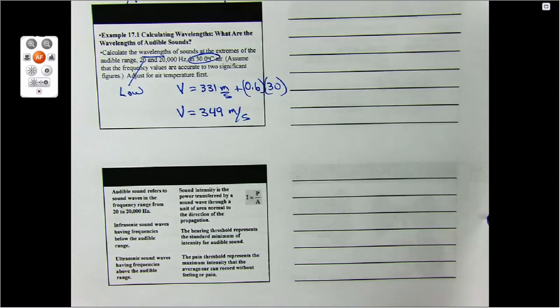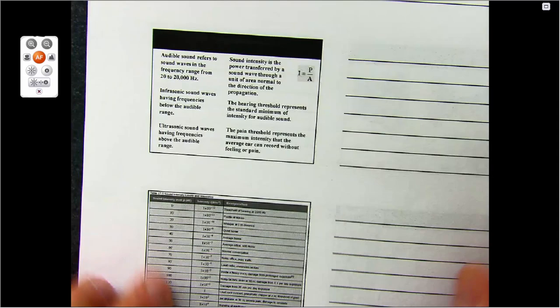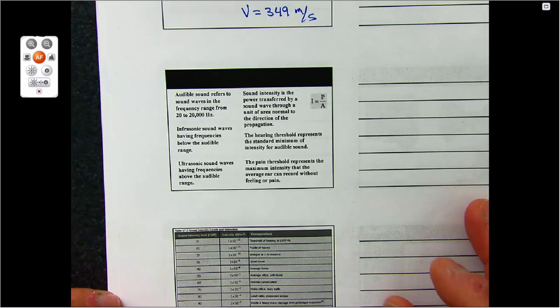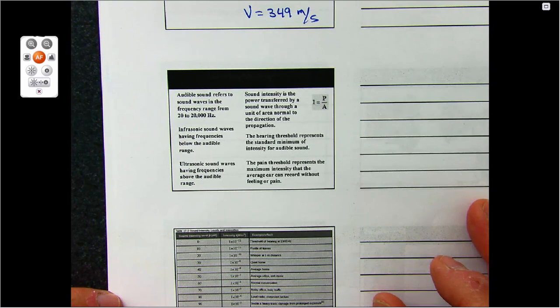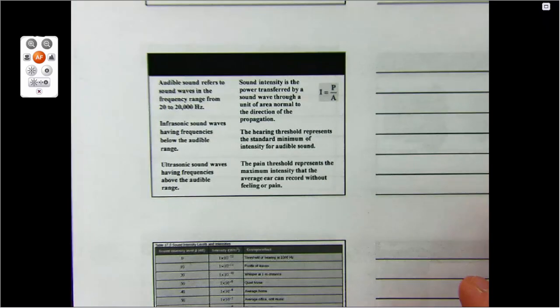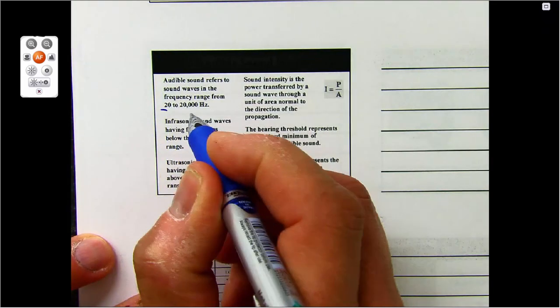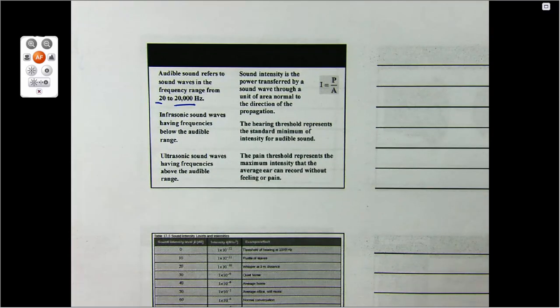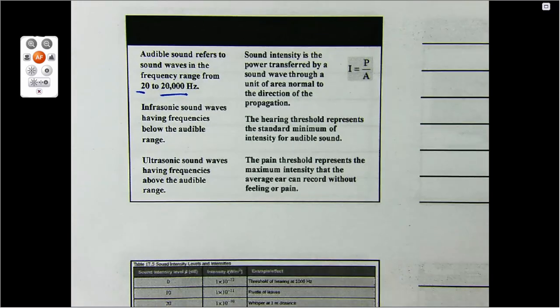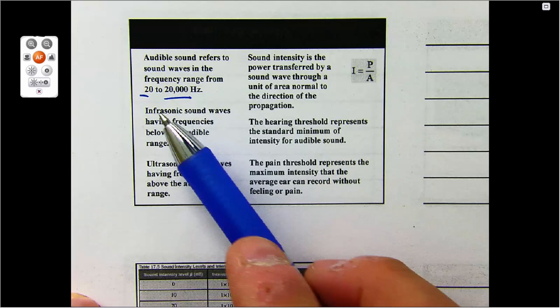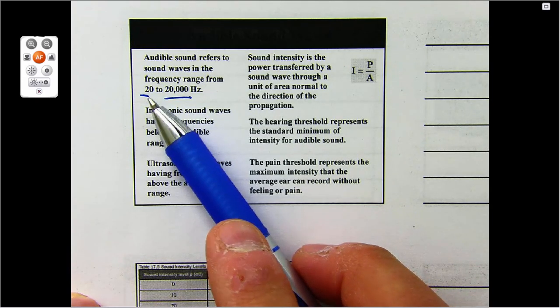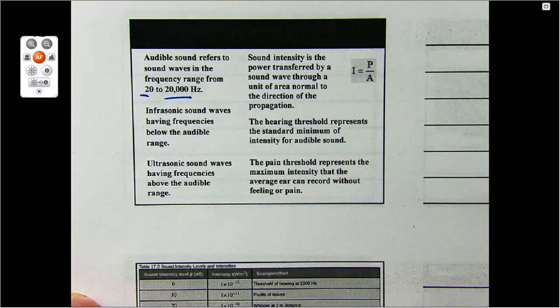Okay. Now, how about sound intensity? So, audible sounds, again, we're saying from 20 to 20,000 hertz. That depends upon your age and whether or not you even have a device to put out those frequencies.